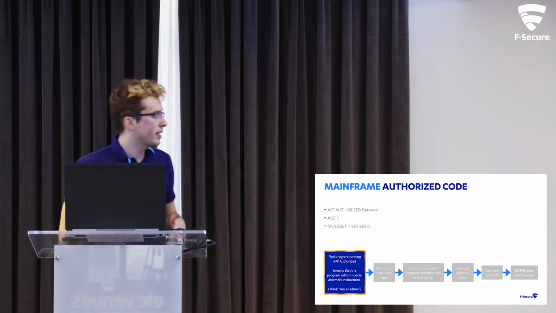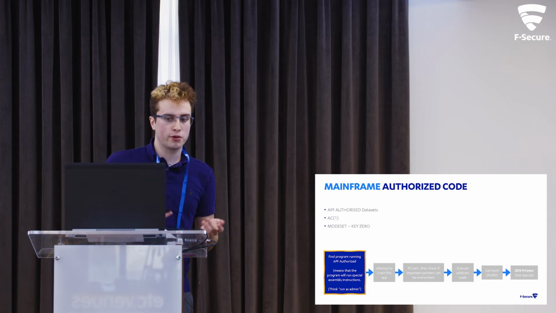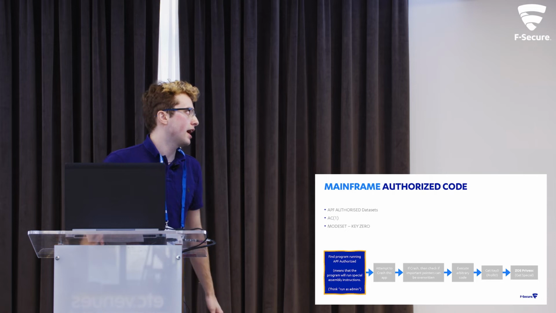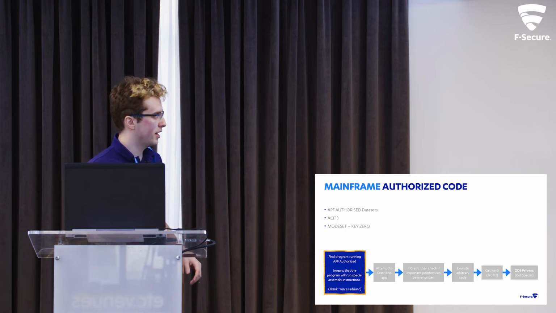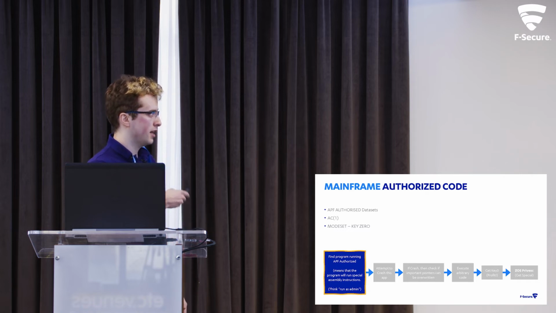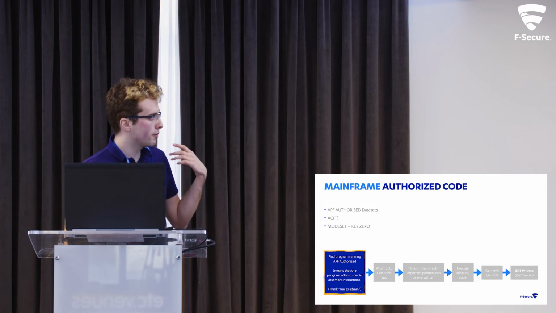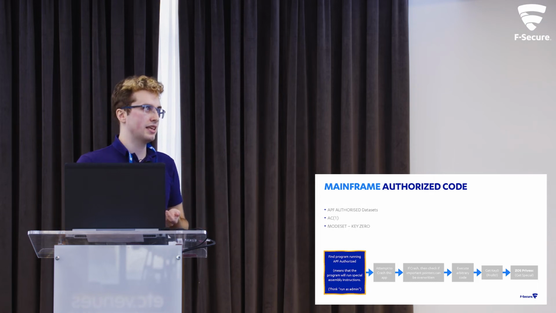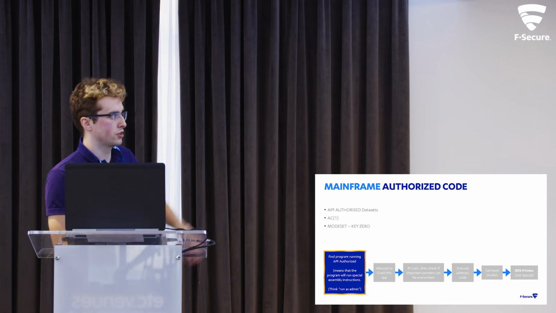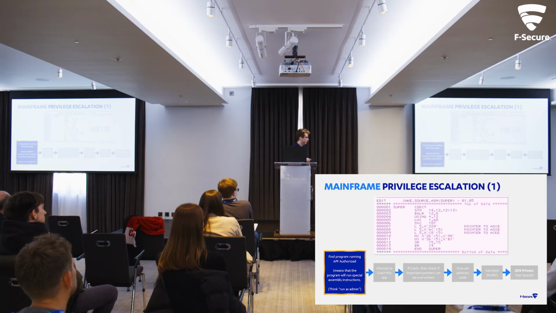So how do we get into key 0? We need to be running the program as authorized code. And what makes something authorized code? It has to be found in an APF authorized data set, and the flag has to be set to AC1. Once these two conditions are met, we can run MODESET and get key 0. That's the special assembly instruction that allows us to do this.